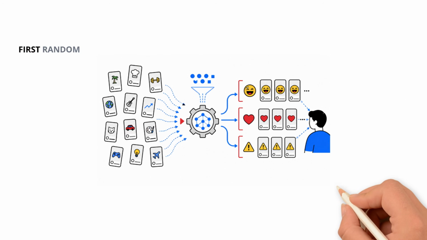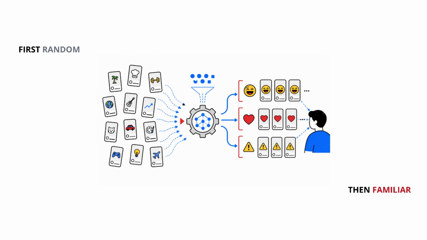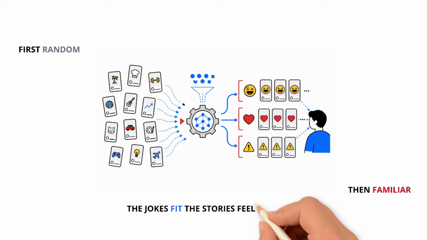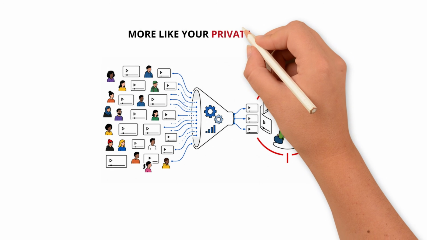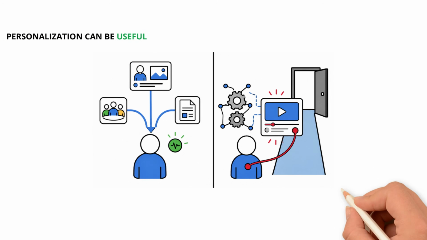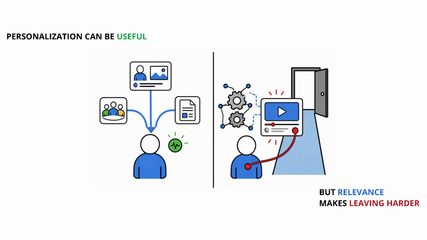At first, the videos may feel random. Then certain topics appear more often. The jokes fit your taste. The stories match your fears. The feed begins to feel less like a public platform and more like a private channel built around you. That personalization can be useful. It can help people discover creators, communities, and information they genuinely value. But it also makes leaving harder because the next video is no longer just new. It is predicted to be relevant to you.